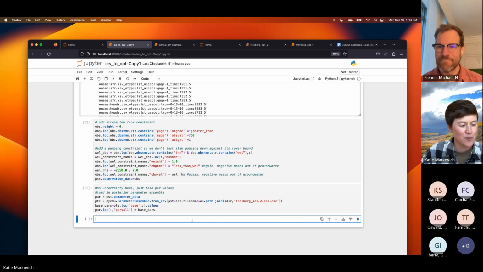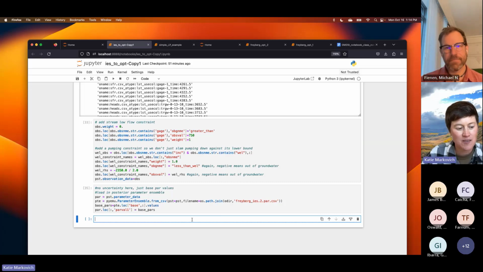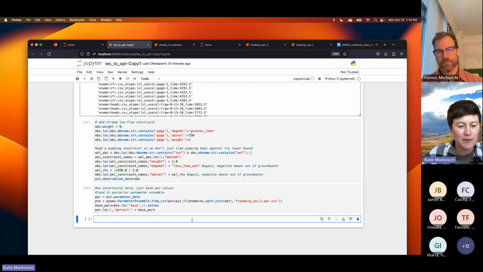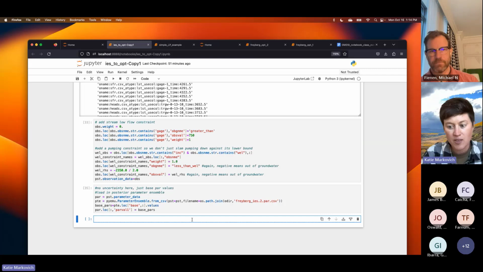Recall that decision variables are going to be some parameters that we're bringing over, but instead of having them be varied within some uncertainty bounds, they're going to be varied within these bounds that we give it, a value that they can actually take on in our management optimization decision variable space.